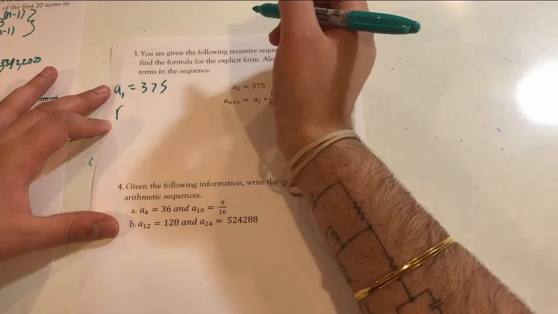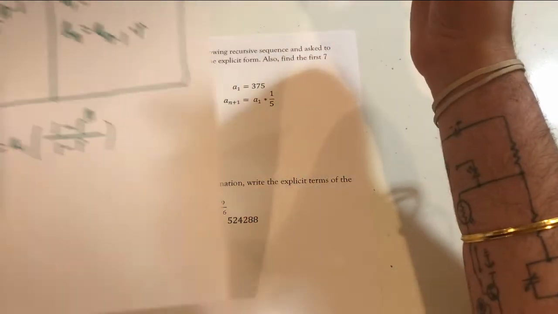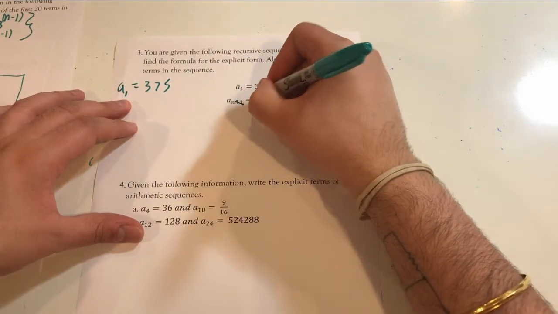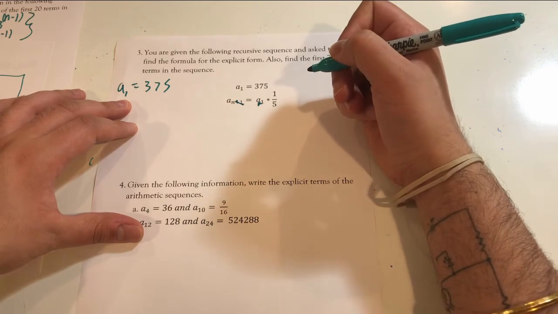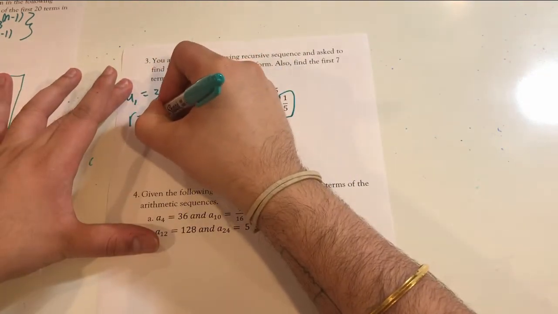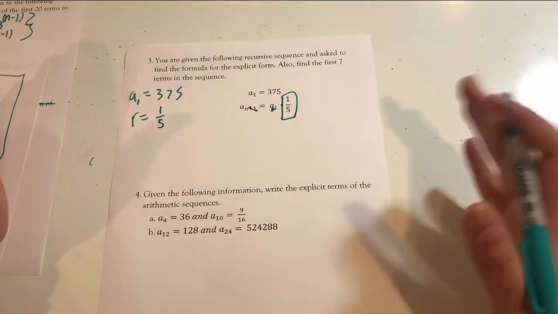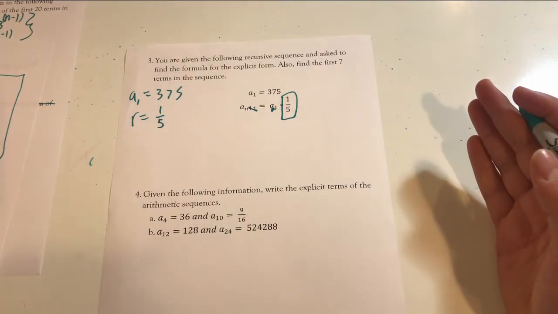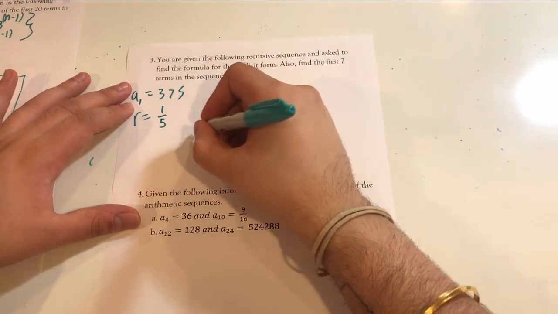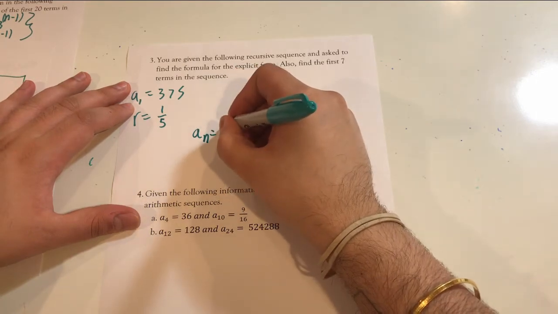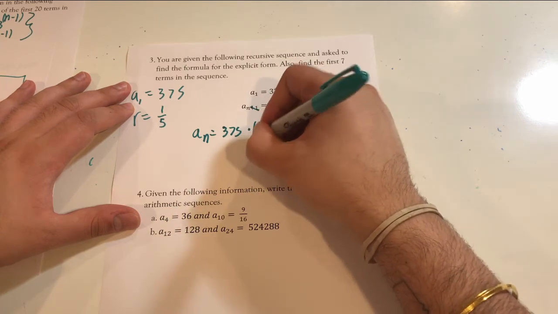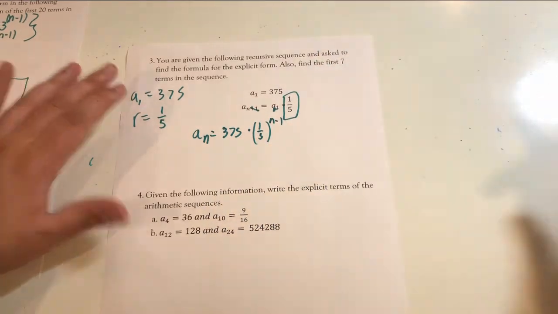375. What is r? Well, from the recursive formula, we know r is the thing being multiplied to the a of n minus 1. Oh, this is written out incorrectly. This should be a of n and then a of n minus 1 there. So this thing should be our actual ratio, 1/5. And given that we have a fractional ratio between 0 and 1, we know this is going to be decreasing. So first let's write the explicit form. It's going to be a of n equal to a1, which is 375, multiplied by r, which is 1/5, raised to the n minus 1 power.